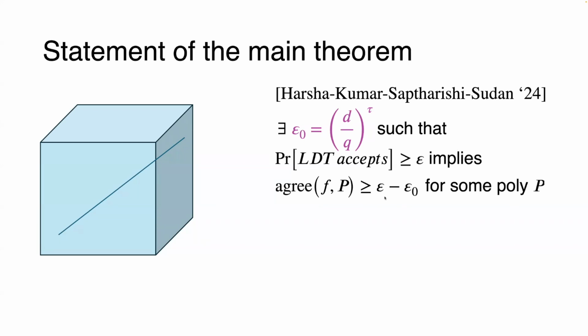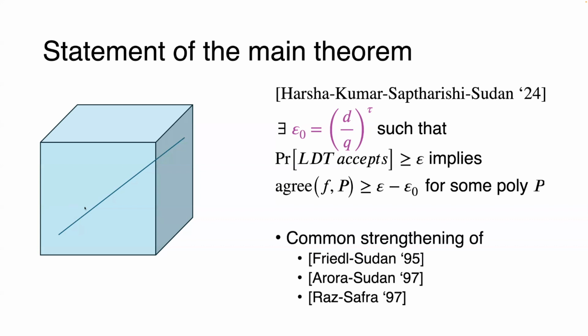And this statement is meaningful for every q that is larger than the underlying degree parameter by some large enough constant. And this thereby provides a common strengthening of the results of Friedl-Sudan and Arora-Sudan and Raz-Safra. Namely, we now have a line point test that has the soundness guarantees that were provided by Arora-Sudan, but in the regime where q is only linearly large in comparison to d.